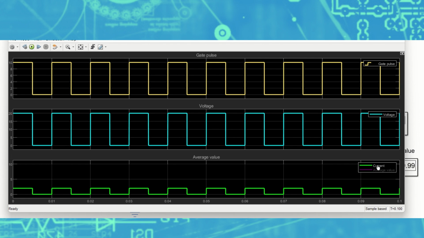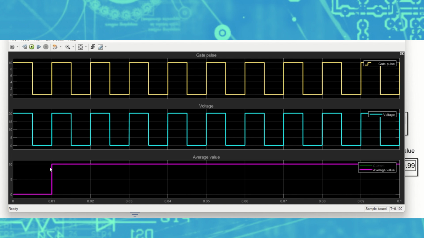Let me show the average value here. Average value came around 10, which is duty cycle into V in, right? Duty cycle is how much here? 50%. 0.5 into V in, which is 20. It's going to come around 10.